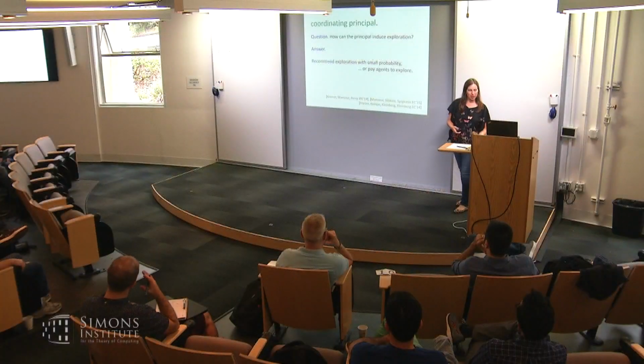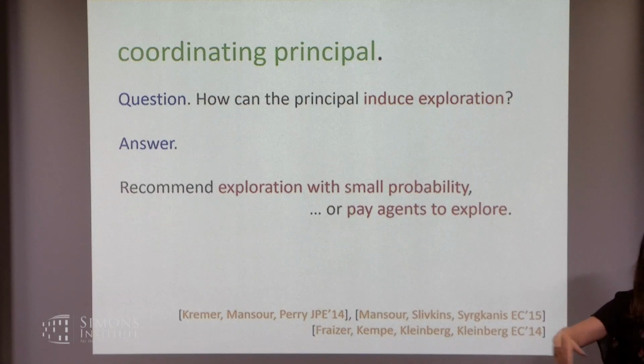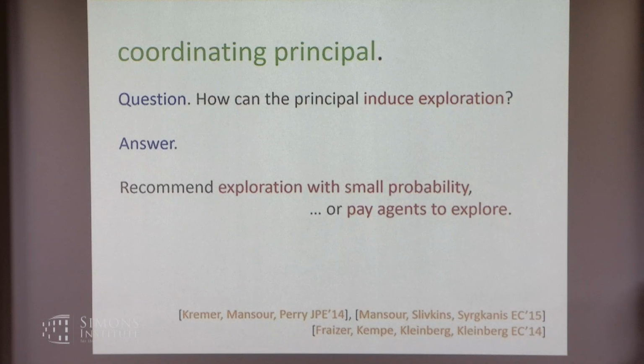So people have been looking at this problem, asking how we can induce agents to explore. The top two papers here, Kremer, Mansour, Perry, and Mansour, Slivkins, Syrgkanis, induce exploration by recommending that agents explore with some small probability. You don't know if you're the agent that I'm recommending to explore. Maybe I was actually telling you to exploit. You don't know which coin flip you got. So that's going to induce you to follow the recommendation.